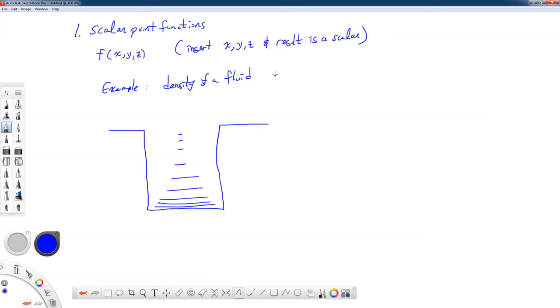And so in this case, if I represent the density as rho, the density could be a function of x, y, and z. And in particular, it might be a function only of z, but in general, we can say it could be a function of x, y, and z. So down here at the bottom, we would have a high density, and over here at the top, we would have a low density.